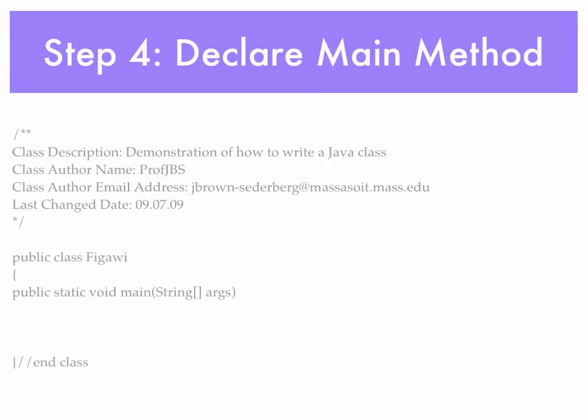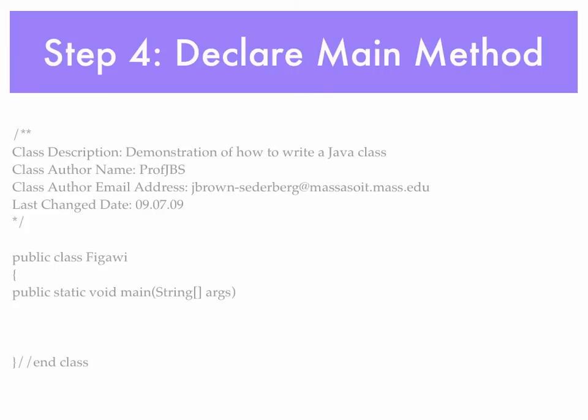Public means that this method is accessible to classes outside this class. Static means that we do not have to declare an instance of this class to call the main method. Void means that this method does not return any information. And main is the name given to the method that will be called when this class is executed. We always name this method main.